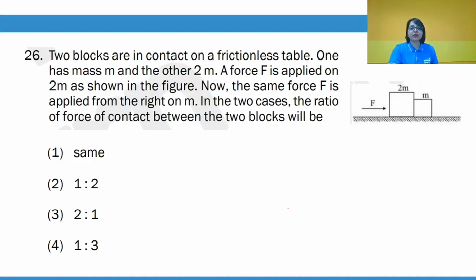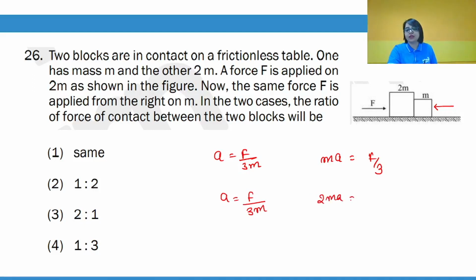Question number 26. Two blocks are in contact on a frictionless table. One has mass m and the other mass 2m. Force F is applied on the 2m as shown in the figure. So acceleration will be F upon 3m. Normal force between 2m and m in this situation will be m into a, that is equals to F upon 3. In the second case, we are applying this force on small m. So acceleration will again be net force divided by total mass, but the normal reaction will be 2ma, that is equals to 2F by 3. So the ratio of the normal reactions in the two cases will be 1:2. So the correct answer is option 2.